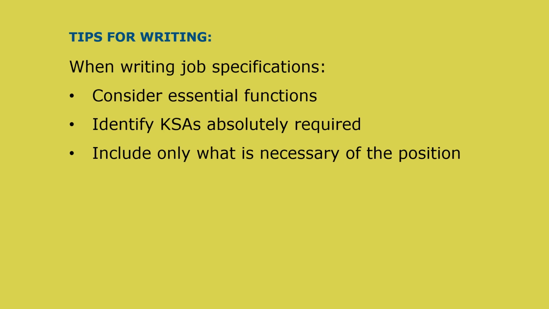Here are some tips for writing your job specifications. Consider each essential function. Identify the other knowledge, skills, and abilities that are absolutely required in order for the employee to perform the responsibilities and activities. When selecting other knowledge, skills, and abilities, consider only those that are required by the essential functions and associated responsibilities.